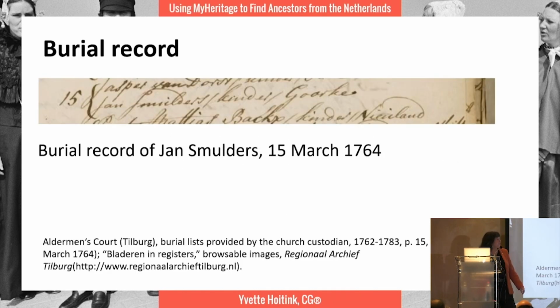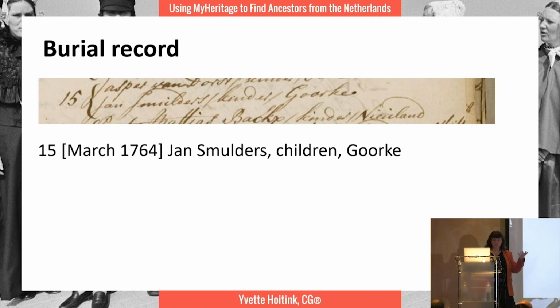Burial records, if you thought those records were pretty terse, this one's even worse. It's just a one-liner. And it gives us the fact that Jan Smulders, who left children, died in the hamlet of Gorke. And just by this, you don't know, because Jan Smulders was a common name in this place, if it's the right man. So you have to use other records to see if you can narrow it down.